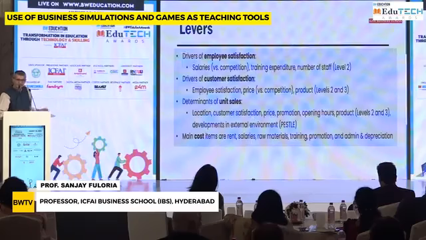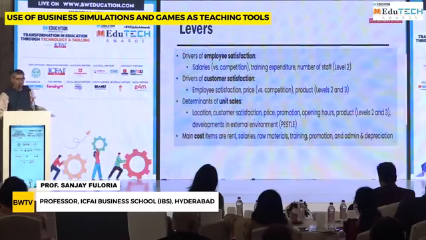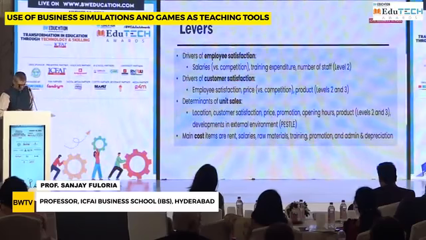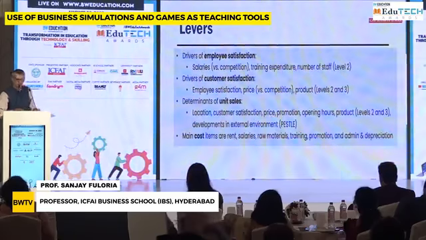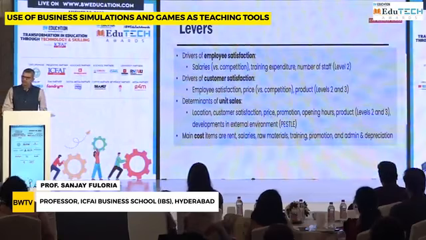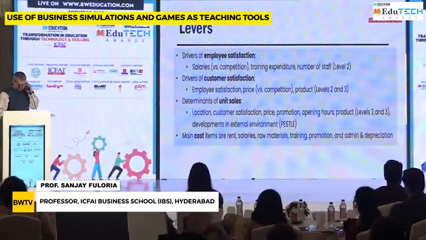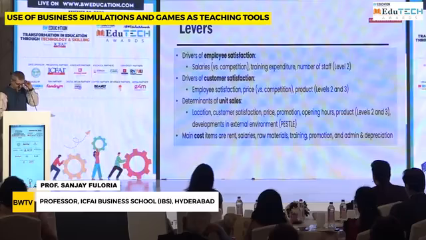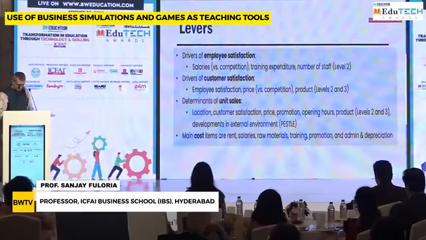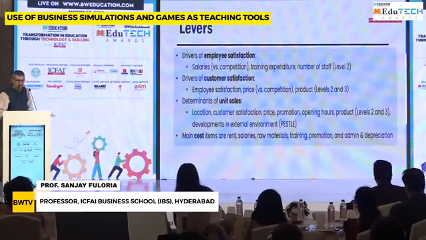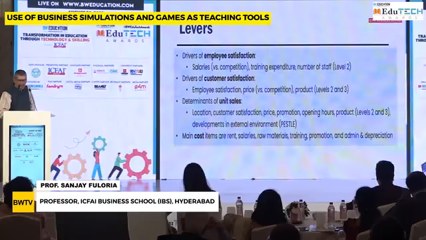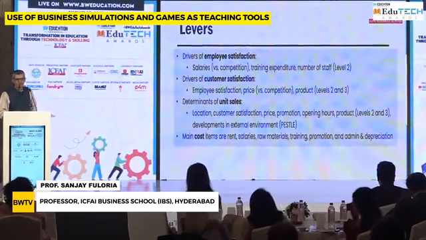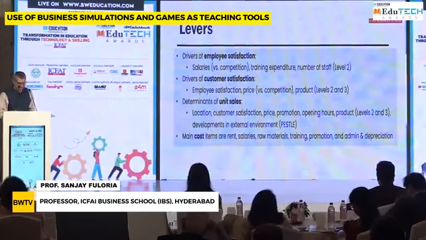And on the determinants of unit sales, you can make decisions on the location of the store, on the promotion strategy, and opening hours. Do you want to keep the store open for the entire day, or only for 2 hours in the morning and 2 hours in the evening, or things like that? And the main cost items here are rent, salaries, raw materials, training, promotion, and admin and depreciation. So again, there are multiple topics that the participants have to take care of.